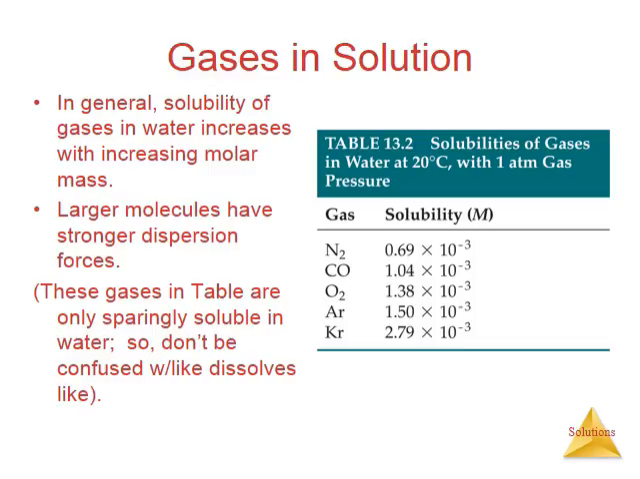Now, gases in solution. In general, solubility of gases in water increases with increasing molecular mass. That means heavier gases are usually more soluble than lighter gases, assuming that other factors remain the same. So you can see it as you go from the top towards the bottom. Krypton is much heavier and its solubility is much higher than nitrogen, for example. And also we know here that larger molecules have stronger dispersion forces, and that contributes to solubility.